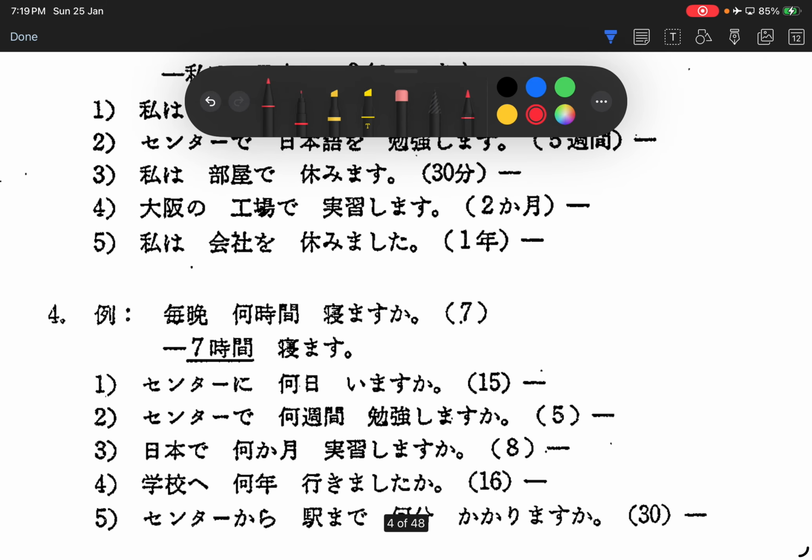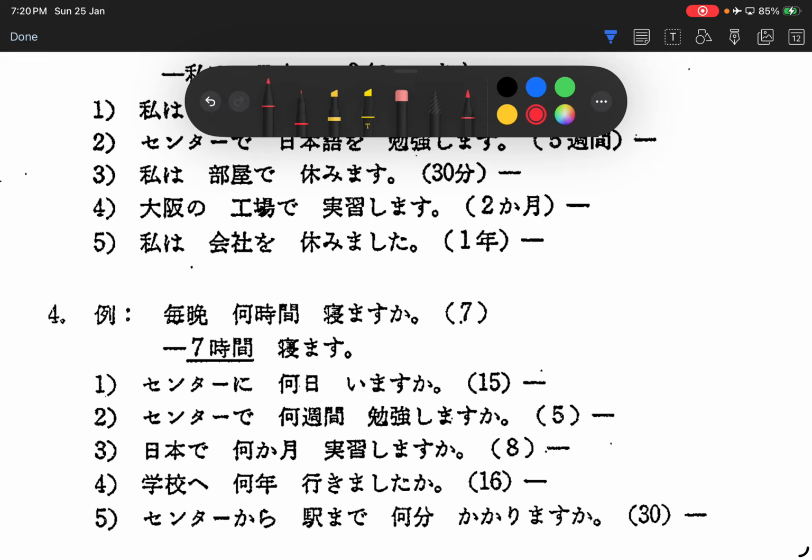休みました. Easy, just put in the time only. The time doesn't change anything, just slot in only. Okay, number 4. Example. 毎晩何時間寝ますか? So, bracket 7. 7時間寝ます. Alright, so number 1. センターに何日いますか?